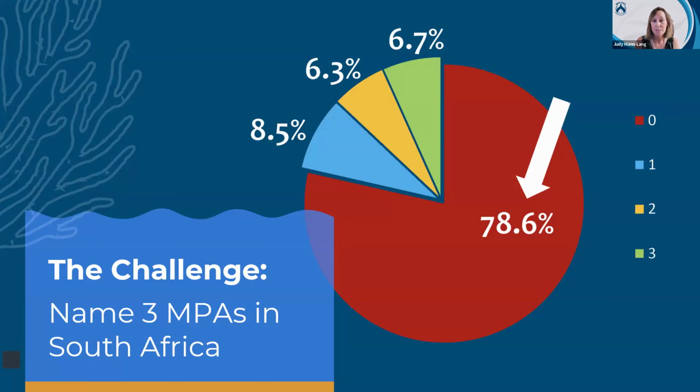This was surprising for us because we've had marine protected areas in South Africa along our coast for over 60 years. So this was a big wake-up call for us and a realization that most people have no idea what a marine protected area is, let alone being able to name one along our coast.